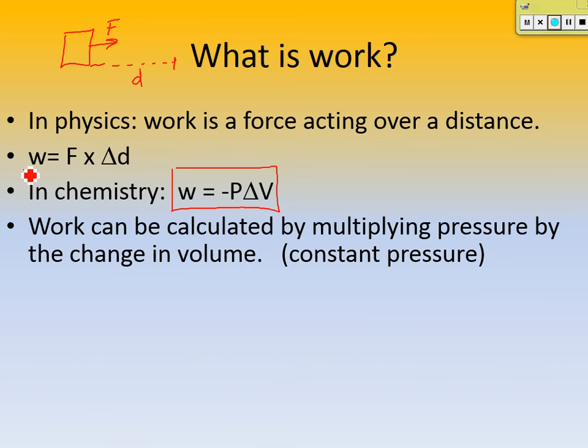So work can be calculated by multiplying the pressure by the change in volume. The units for work, if you calculate it this way, what's the units for pressure? ATMs. What's the units for volume? Liter. So we just call it a liter atmosphere. Those are our units for work.